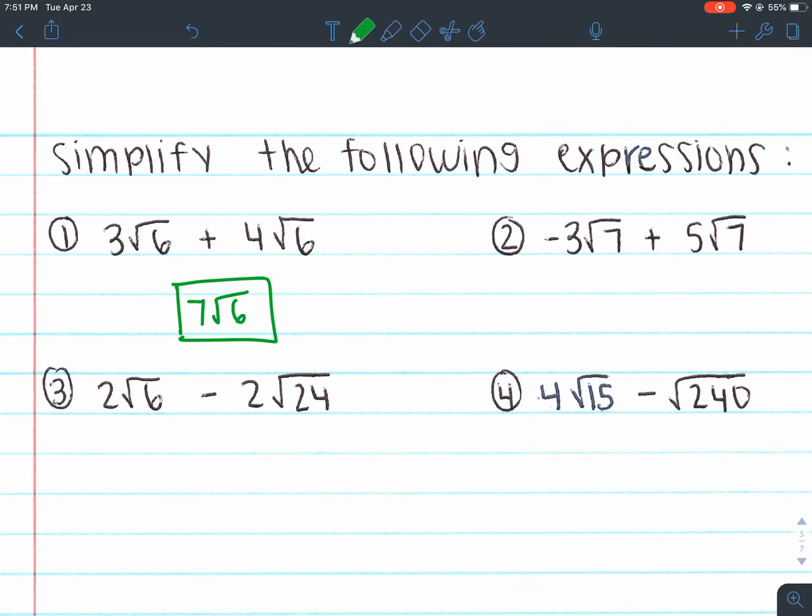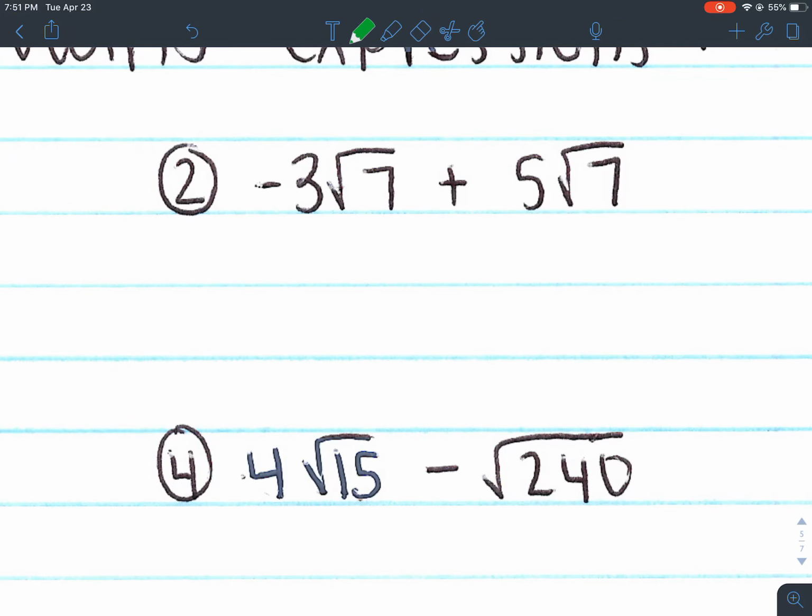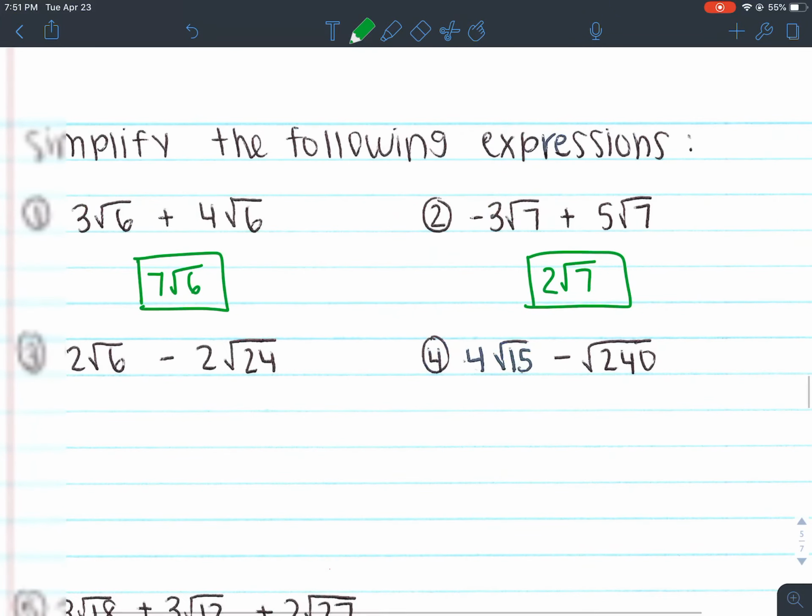Okay? Same concept as combining like terms. Number 2, I have negative 3 square root of 7 plus 5 square root of 7. So really, you're just doing negative 3 plus 5, which is 2, and then your radical is the same. Now, before you stop, you always want to check to make sure your radical is as simplified as possible. So if you can simplify it, you need to. Since 7 is prime, I don't need to keep going. And since 6 doesn't have any pairs to take out, I can stop there.